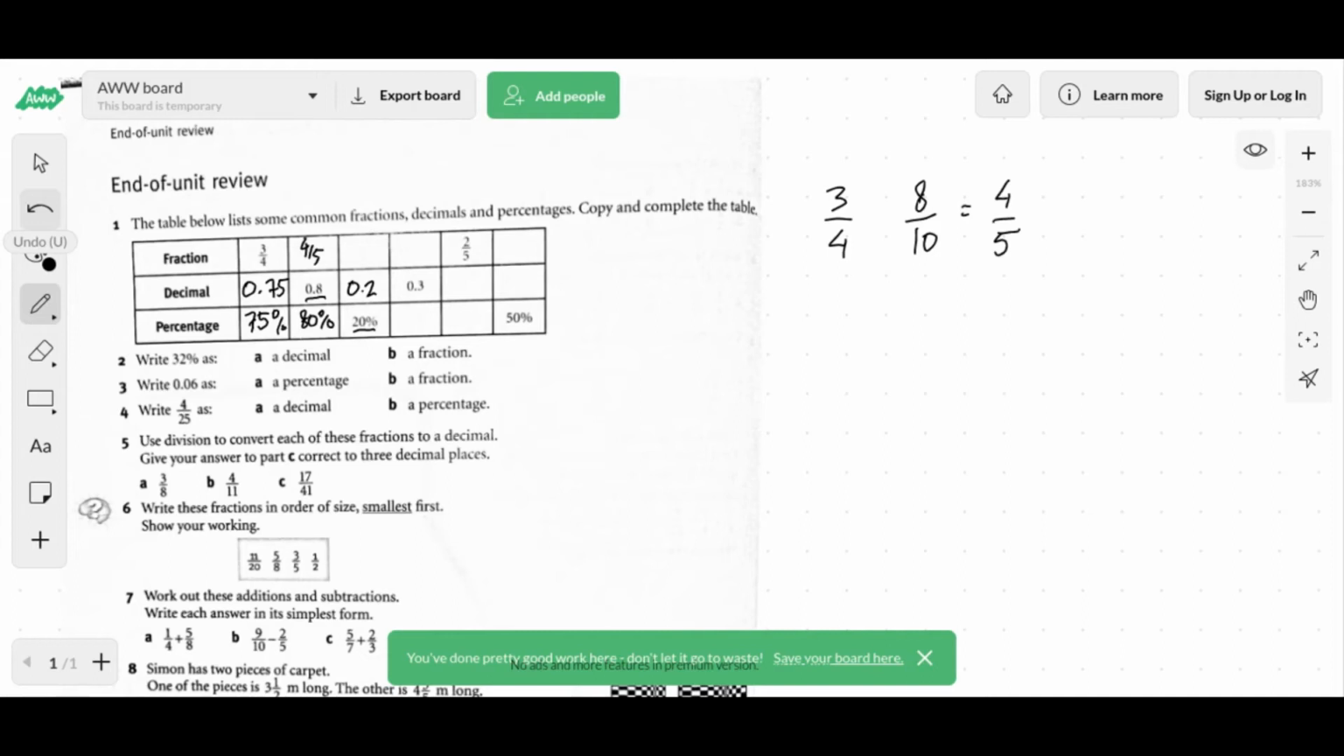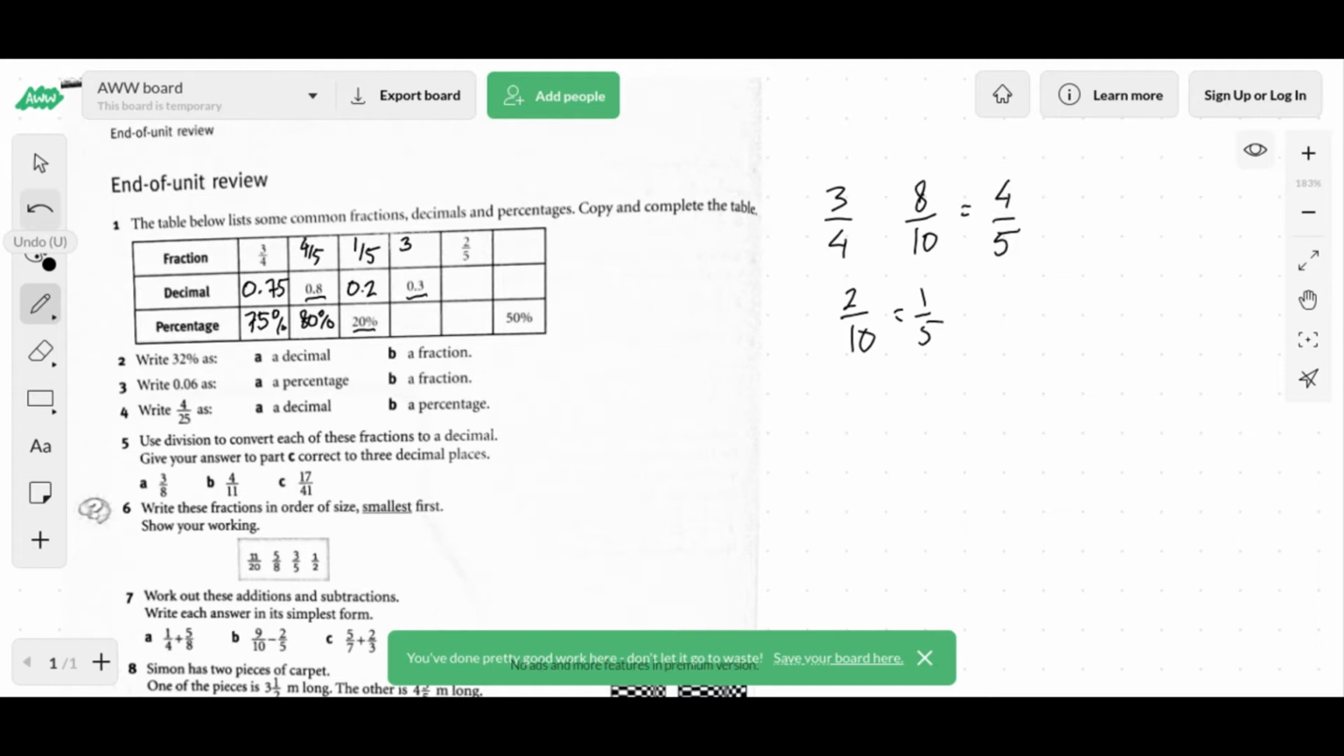The fraction? 1/5. Yeah, 1/5. So it's 2/10, and you can simplify it to become 1/5. Now the third one, 0.3 as a fraction.